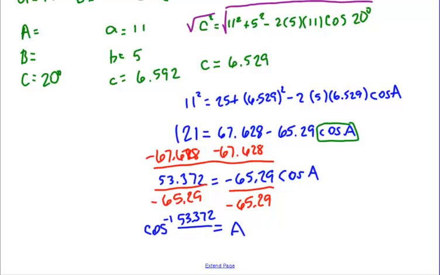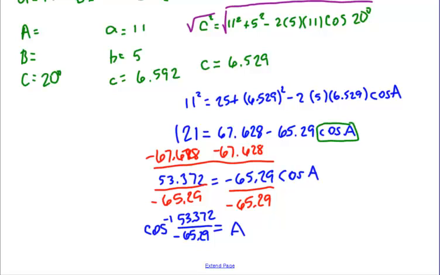53.372 divided by negative 65.29. And again, make sure your calculator's in degree mode so that you can get the correct thing. If you're in radian mode, then you will have some issues. So make sure you're in degree mode, not radian mode. And then you can just punch this in.